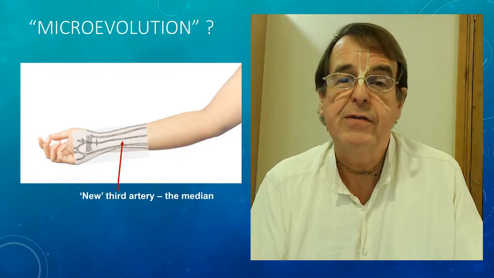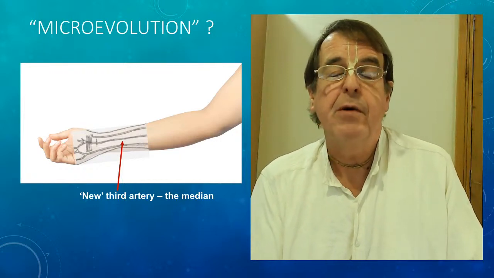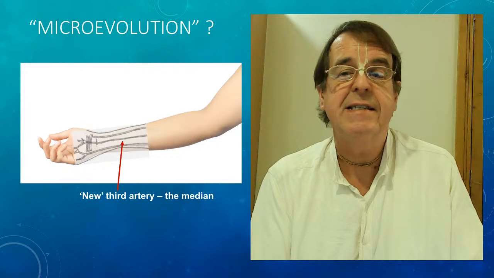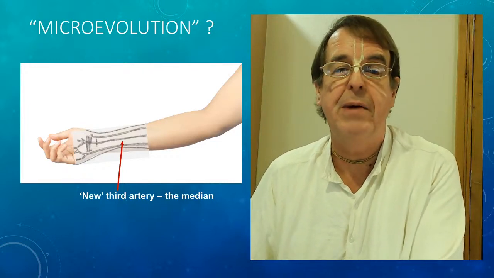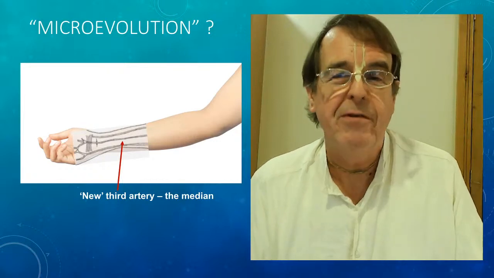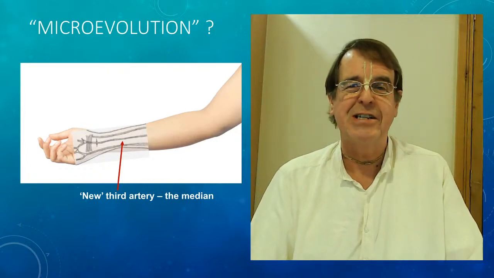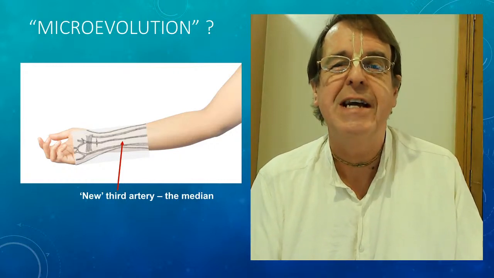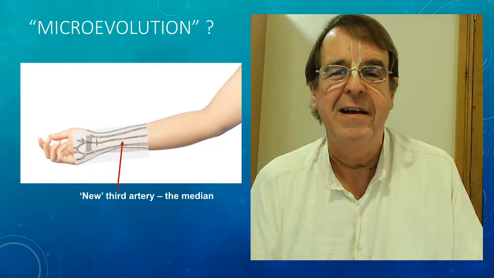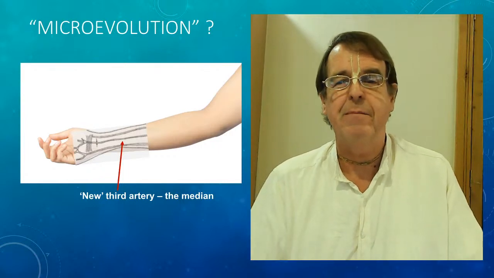Now, it may be useful to have this extra blood flow, but for modern humans, that in itself is not enough to confer additional survival or reproductive benefit. You are not going to be removed from the gene pool by natural selection if you don't have this artery. So natural selection or mutations are not working here. So therefore, it's misleading to call it microevolution.